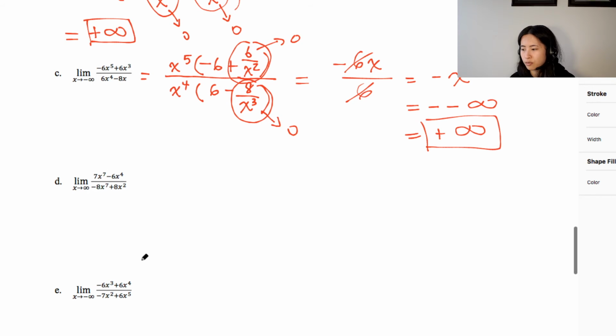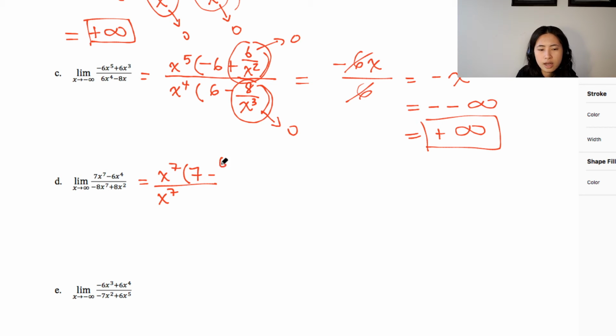Okay, great. So for part D, we have 7x raised to the power of 7 minus 6x raised to the power of 4, divided by negative 8x raised to the power of 7 plus 8x raised to the power of 2. Great. So again, we're going to factor out the highest power of x individually. For our numerator, that would be x raised to the power of 7, and for your denominator, that would be x raised to the power of 7. Now for your numerator, when you take out x raised to the power of 7, that would give you 7 minus, this is now 6 over x cubed.